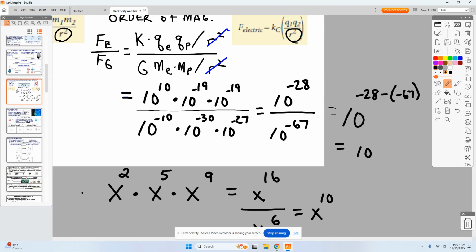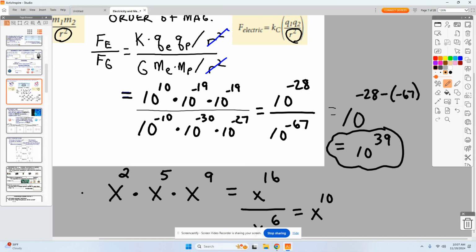Can someone tell me what that is? Negative 28 minus a negative 67? You guys agree it's going to be positive? 10 to the 39? Okay, so I want to write that down and then pause for a second and consider the size of that value. Now, most of us don't do a lot with scientific notation, but that would be a 1 with 39 zeros after it in terms of the relative strength. That's a big number.